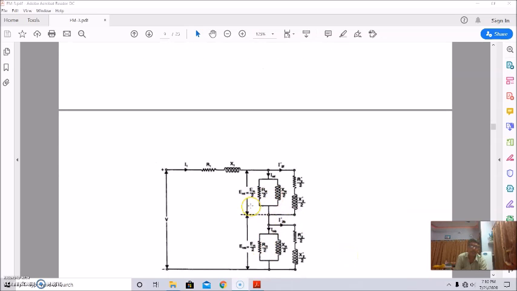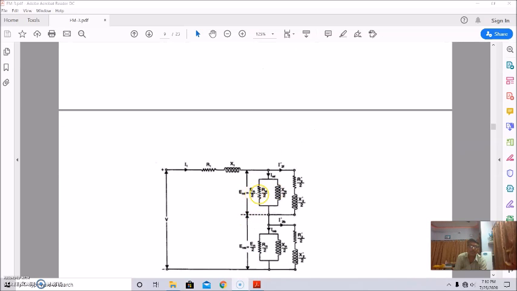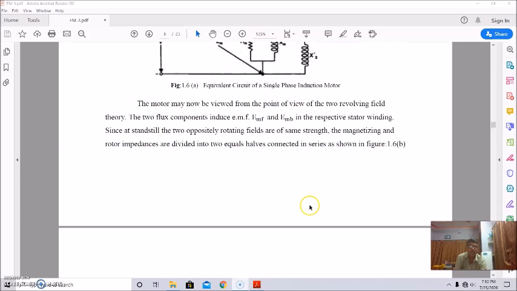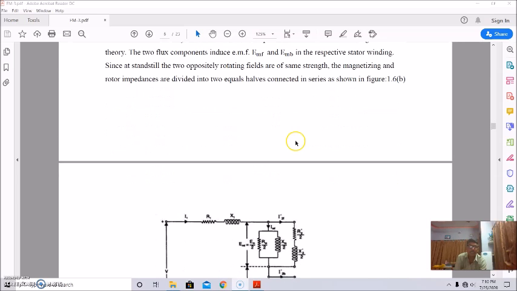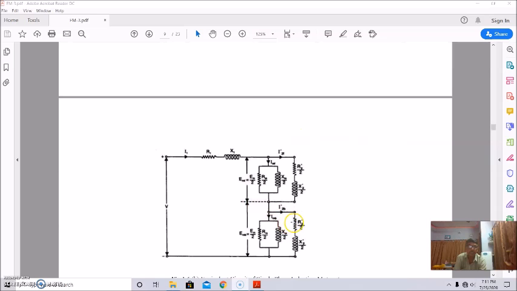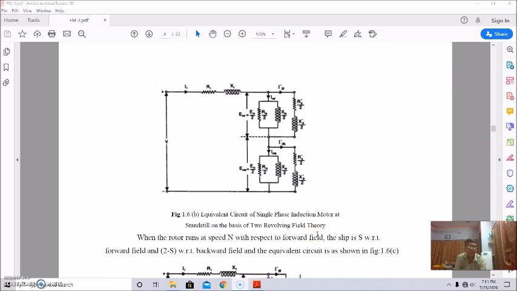So the magnetizing and rotor impedances are divided into two equal halves in series, as shown here. If you compare it with this, you'll see this is divided in two parts, this is also in two parts, this is also in two parts, and connected in series. This is the equivalent circuit of the single phase induction motor at standstill on the basis of two revolving field theory.